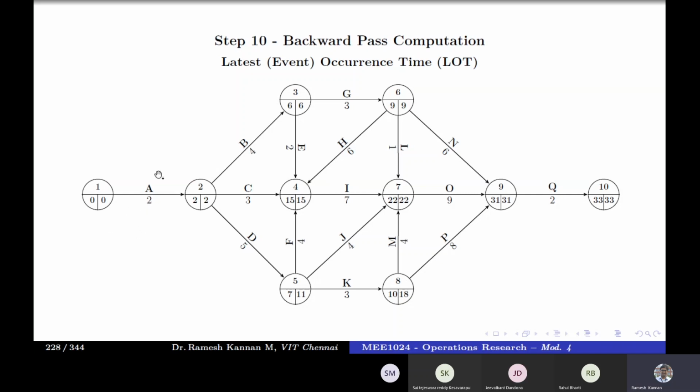So which means that if you take a close look at this, the initial event should be 0, 0, because it should be starting instantaneously. There shouldn't be any delay in the event times. The event time should start instantaneously. So 0 and 0: how early event 1 can start is 0, how late event 1 can start is 0 also. In the final event, how early the event can start is the critical path, and how late the event can start is also the critical path. So this is very important.